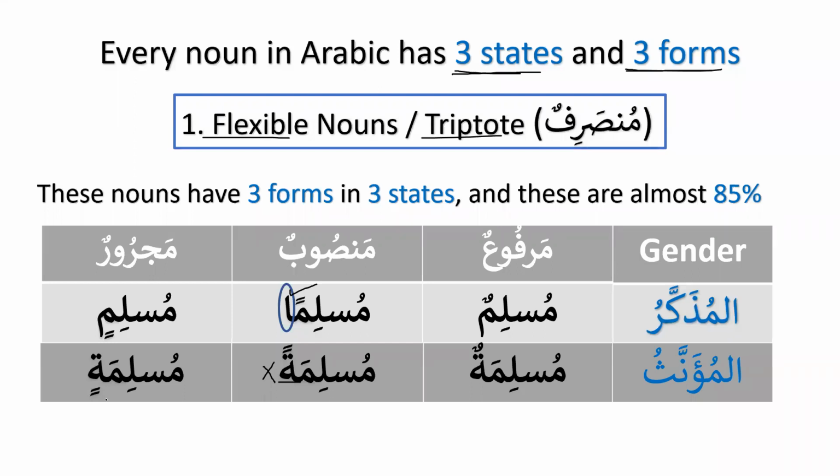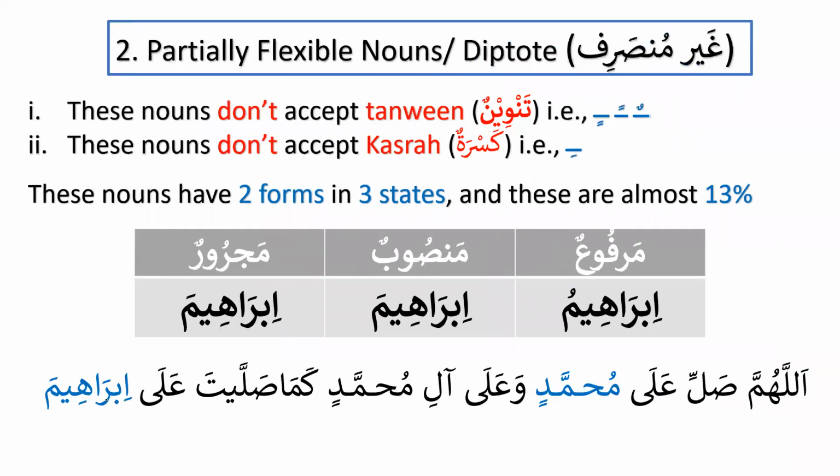Inshallah, you will see shortly why we need to discuss this. It is just to give you a brief idea, because this lesson is about munsarif and ghair munsarif nouns. Now we can see that some nouns are partially flexible, or diptote, and in Arabic we call them ghair munsarif. This is what we need to focus on a lot, and what we will discuss in today's lesson. What are ghair munsarif, or partially flexible nouns, or diptotes?